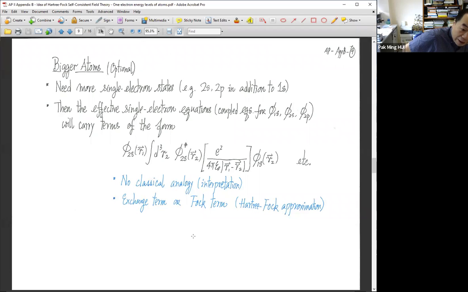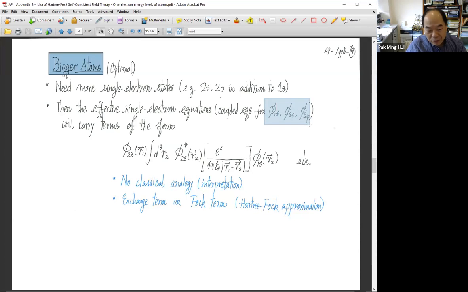And then this is an optional page. I want to illustrate the Fock term, Hartree-Fock, that has to do with bigger atoms or excited states. So in bigger atoms, we need to handle electrons filling in not only 1s, but 1s, 2s, 2p. So we need some equations to solve for not only 1s, but 2s and 2p, for example.